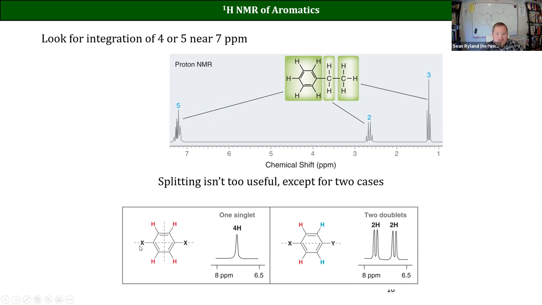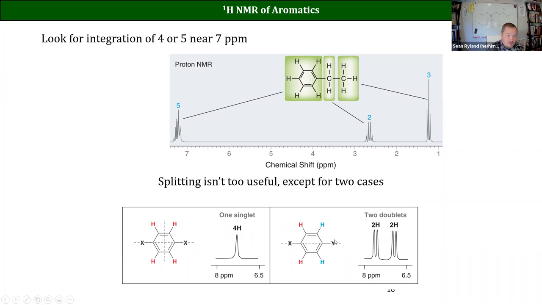So if you have disubstituted, but they're perfectly on opposite sides from each other, then all of your hydrogens are identical to each other, which means they don't cause any splitting, like we saw in that example at the beginning of class. So if that's the case, you only get a single peak in the aromatic region because all of those hydrogens are identical to each other. So that's a really good smoking gun if it happens to be the case that you're looking at. That's going to be somewhat rare.